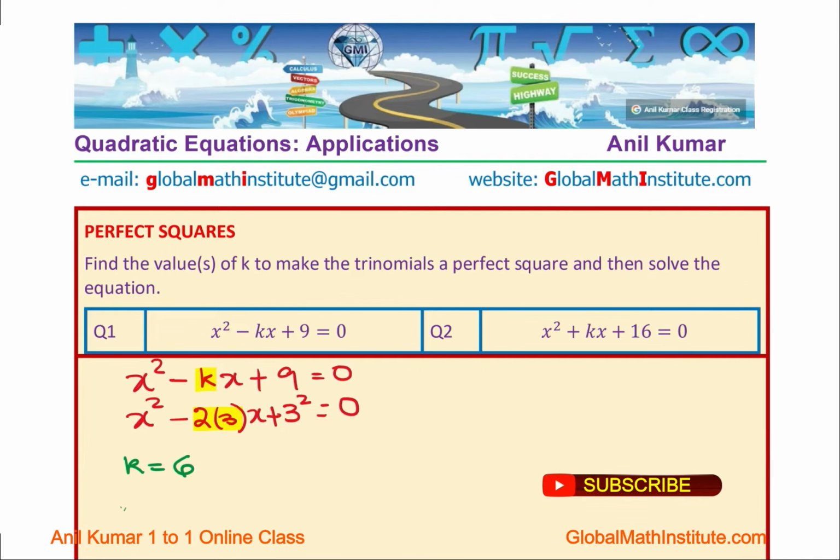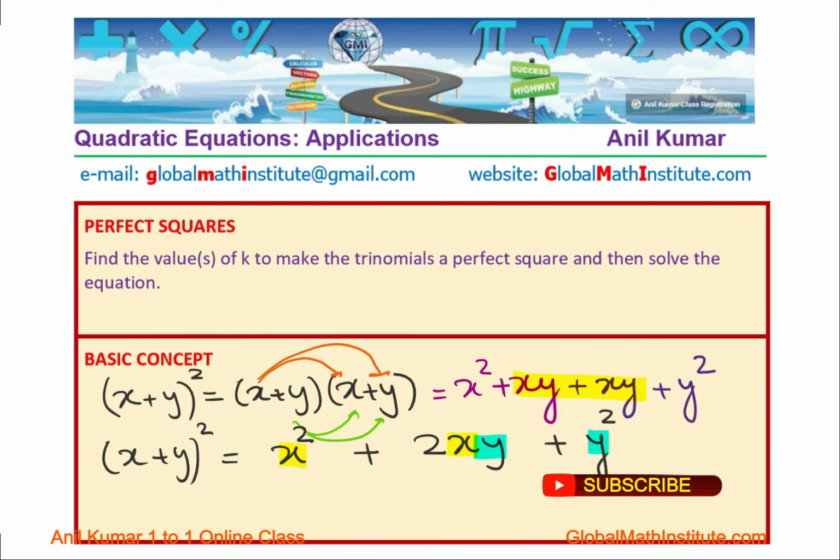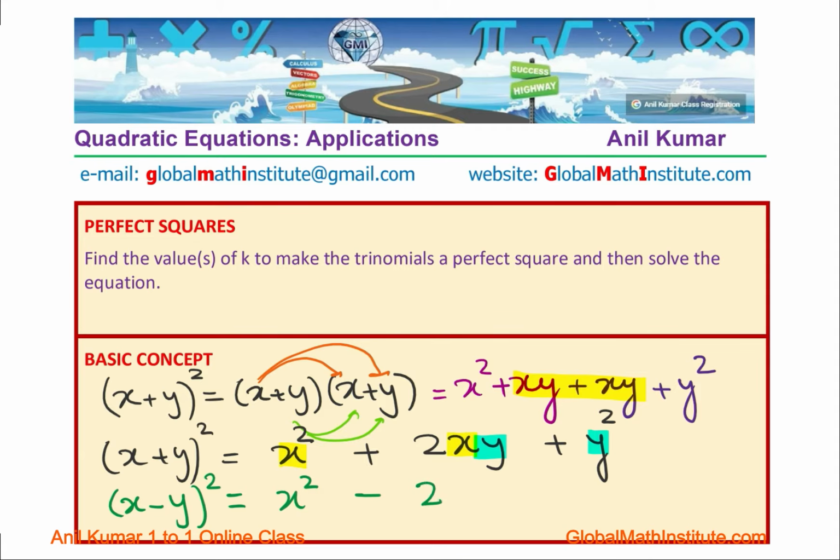One more thing I'd like you to notice here. Well, I have told you what is (x plus y) whole square, and then the example was something like (x minus y) whole square. You see that? So (x minus y) whole square, if you expand, will give you minus in the center. That is it. Otherwise, it is exactly the same.